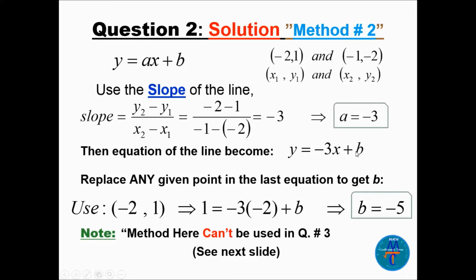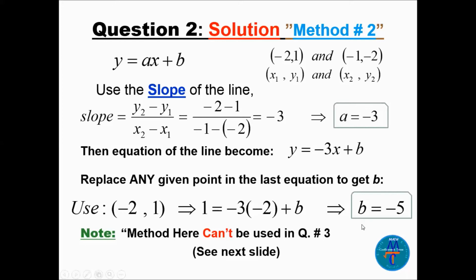Now, how to find b? Just take any one of these points and then replace it in the equation y equals minus 3x plus b. The first point is easy, minus 2, 1. Put 1 in the y, minus 2 in the x, multiply, here is 6 on the other side, with 1 becomes b minus 5.